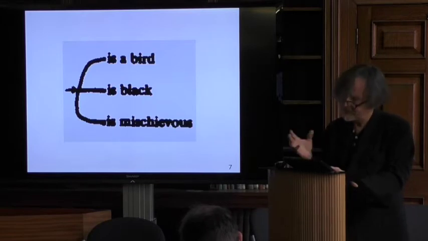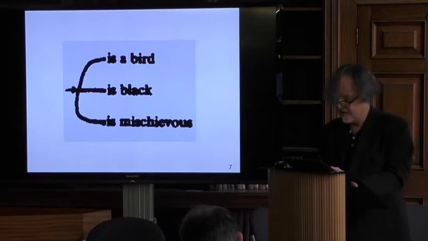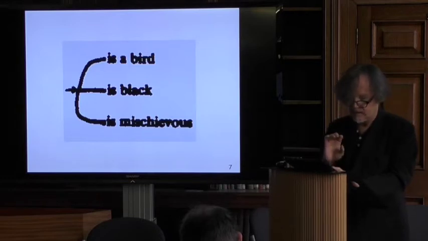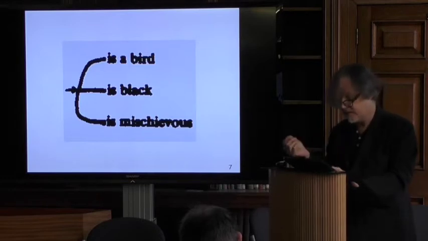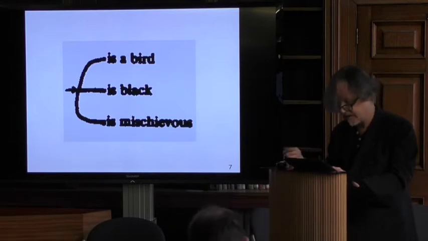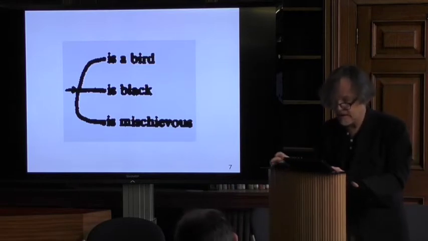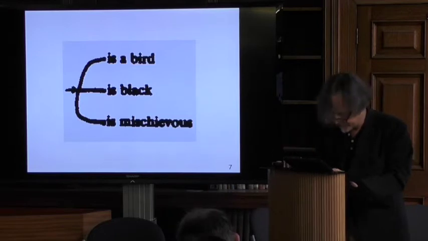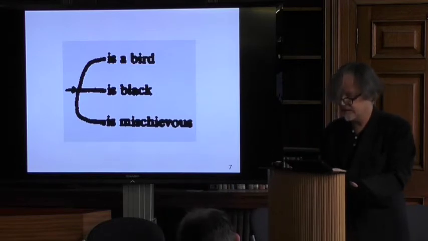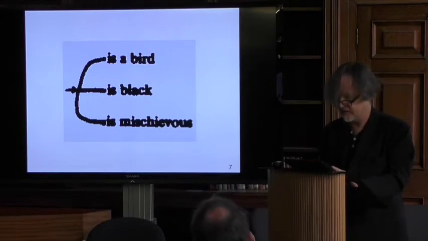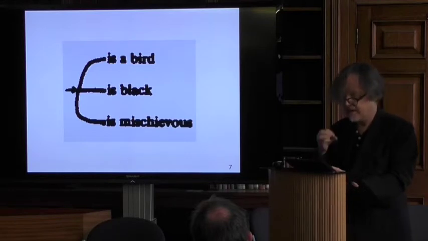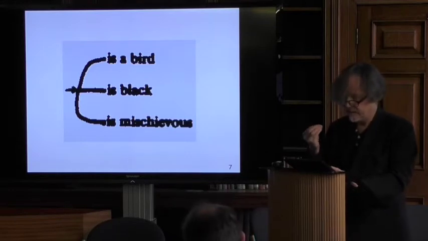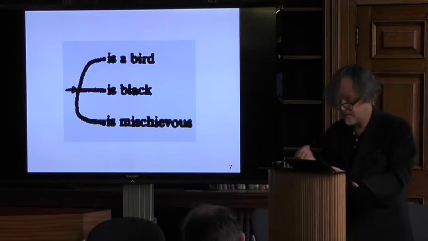I use that word force quite deliberately. Hence, the graph could be read: there is something which is a bird and is black and is mischievous. When a line of identity crosses a cut, there is in a sense two lines of identity, one outside the cut and one inside the cut. These two lines have a point in common, the point on the cut, so that they form a ligature, and hence must be taken to denote the same individual.